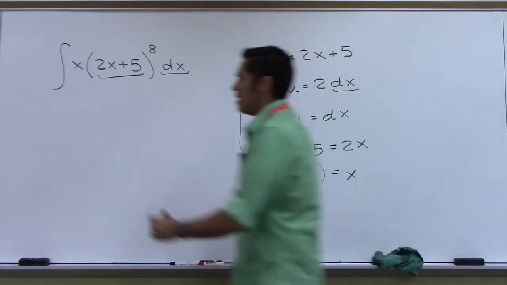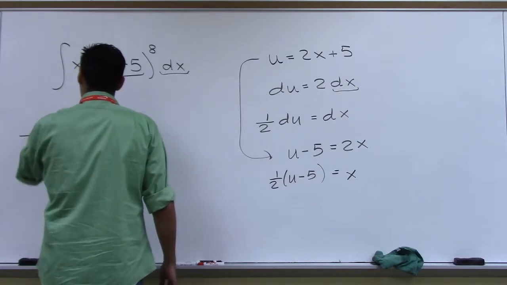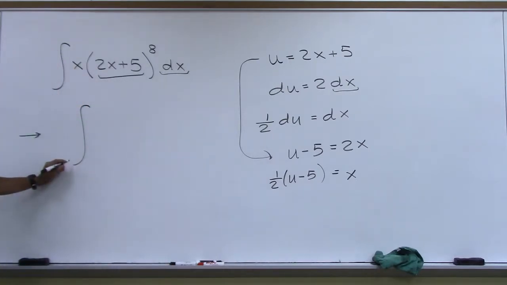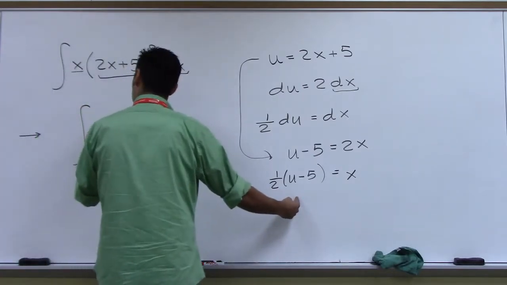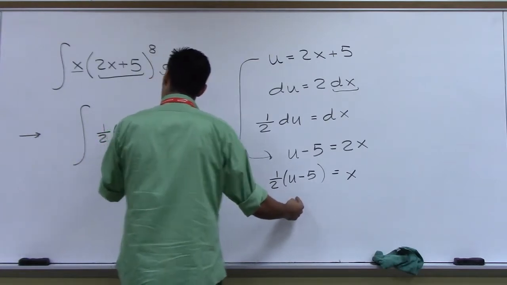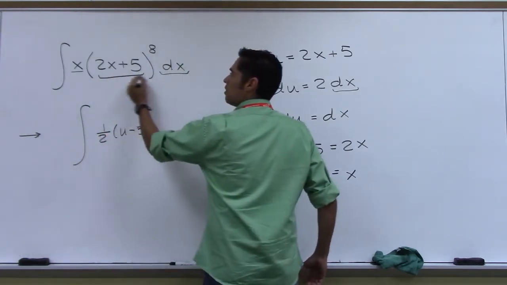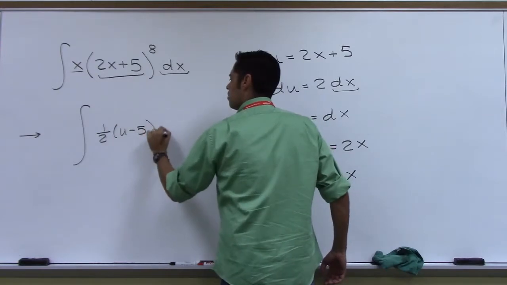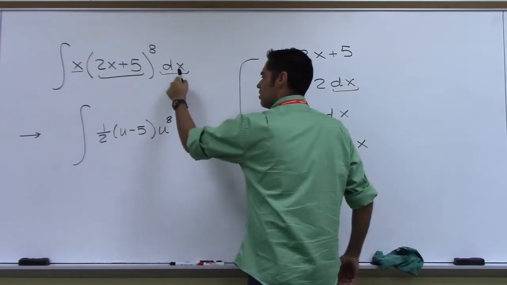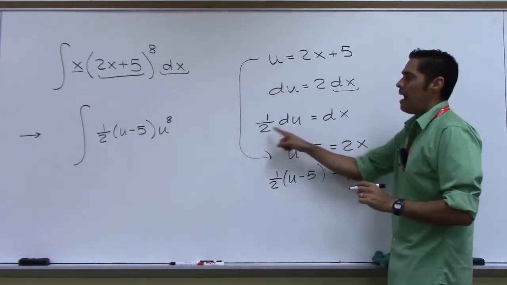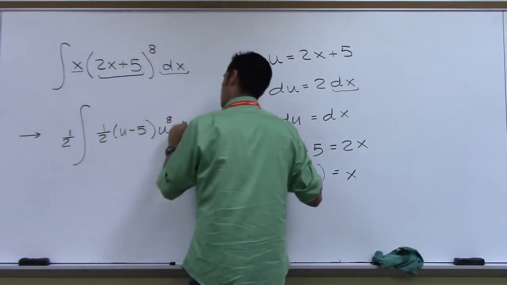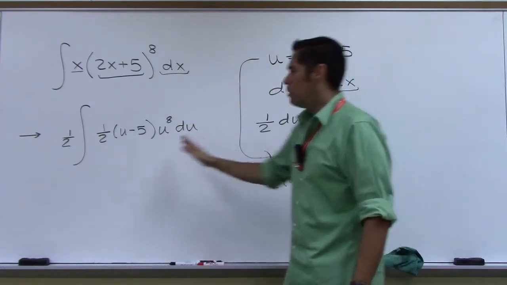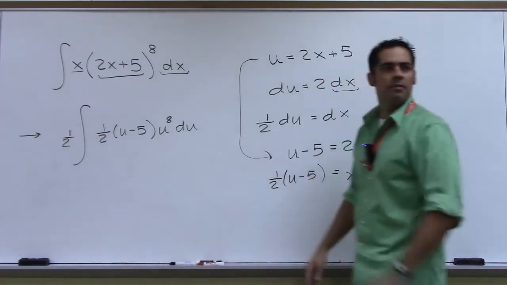And so at this point I can rewrite this integral. And I think this is probably where I messed it up. The x here is going to be replaced with what? This right here, 1/2 u minus 5. This right here is replaced with what? U, so u to the 8th. And then dx should be replaced with 1/2 du. Is that where I left out the 1/2? Okay. So this would be 1/2 du. So it'll be a 1/4 on the outside. I may have left it off.